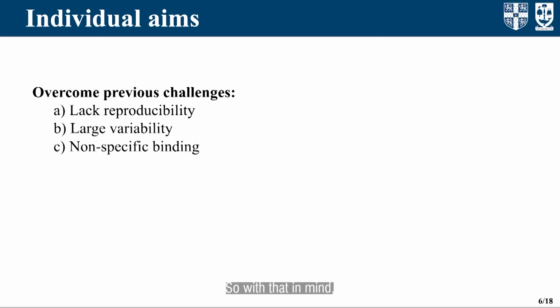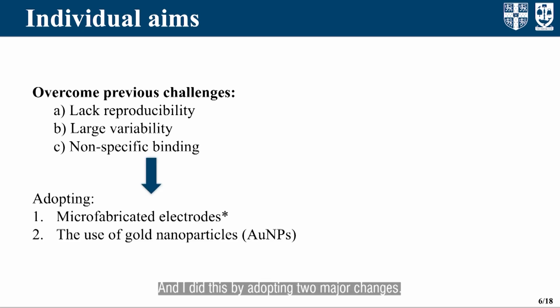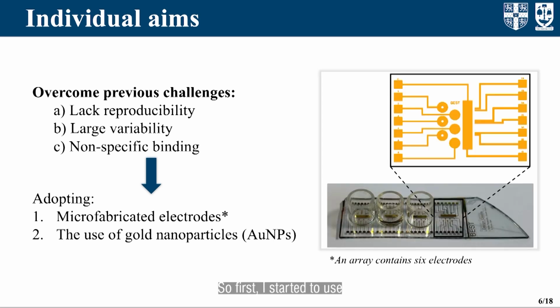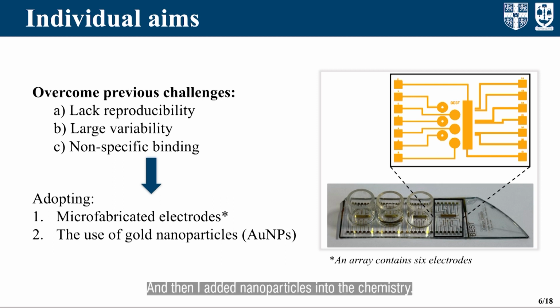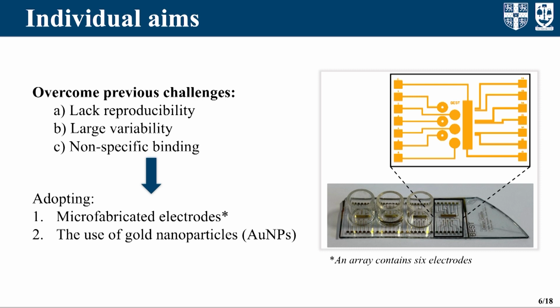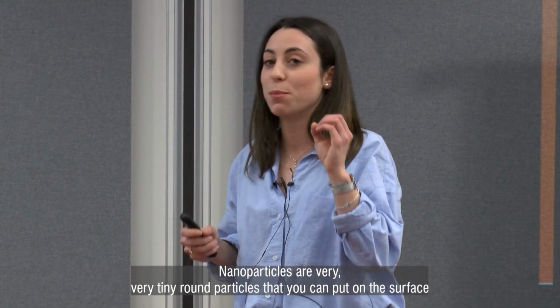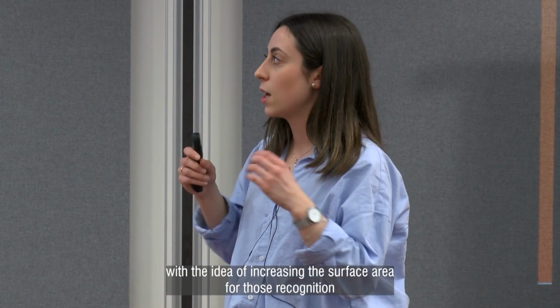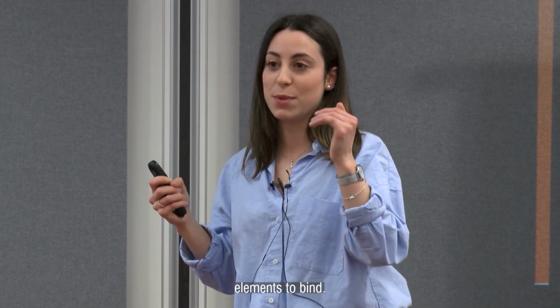With that in mind, I joined the research and I wanted to find a solution for these problems. I did this by adopting two major changes. First, I started to use what are called microfabricated electrodes, shown here on the slide, instead of the other devices. And then I added gold nanoparticles into the chemistry. Gold nanoparticles are very tiny round particles that you can put on the surface with the idea of increasing the surface area for those recognition elements to bind.